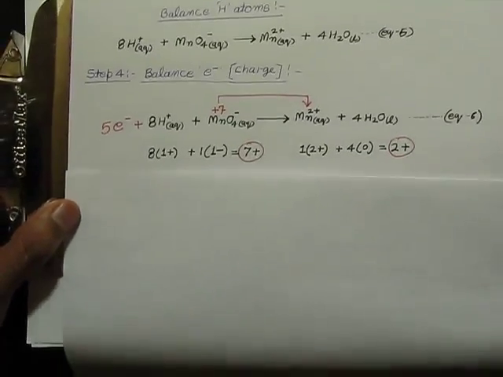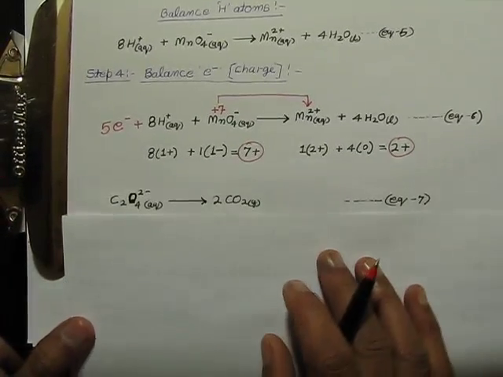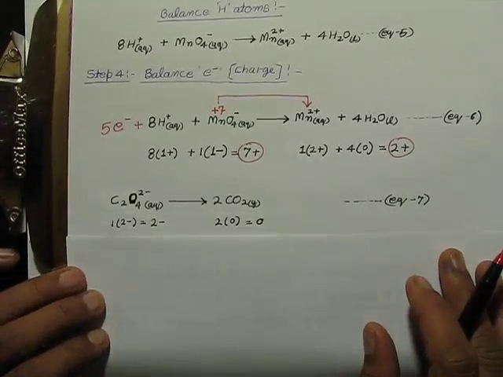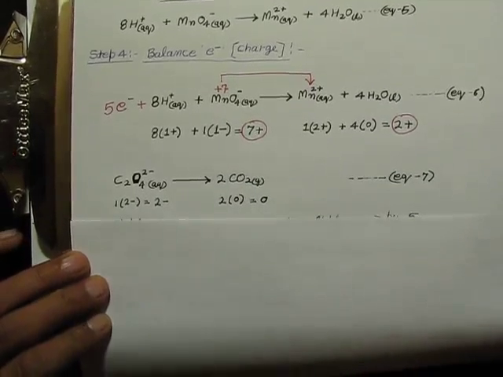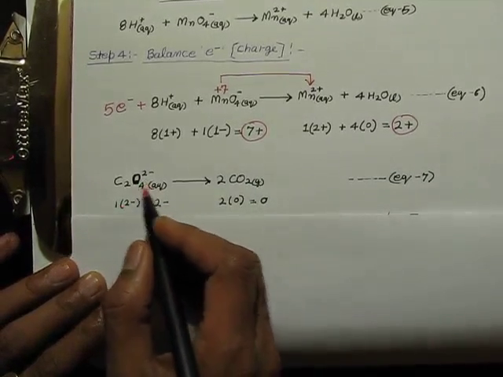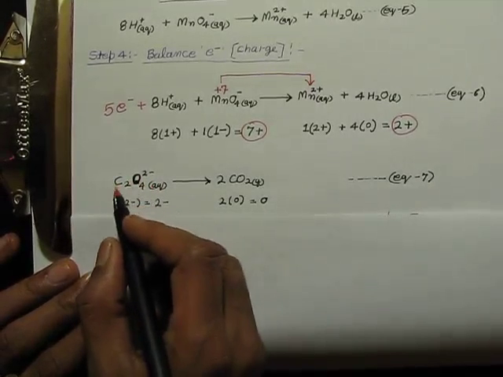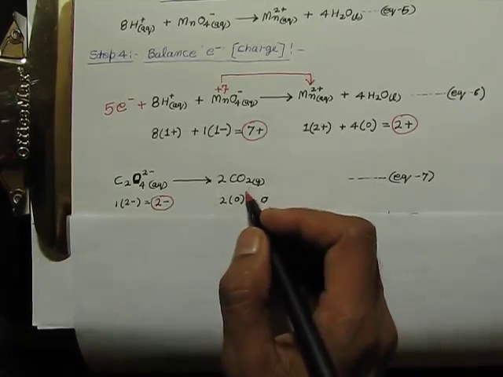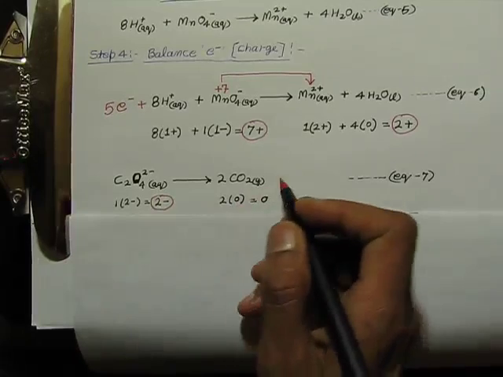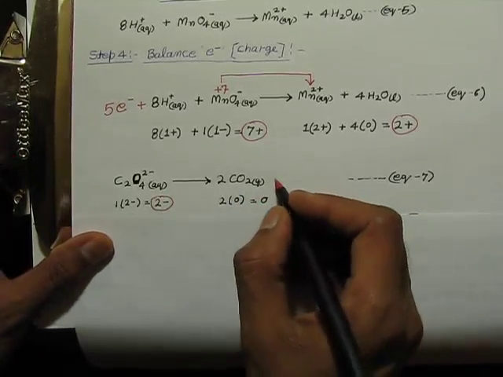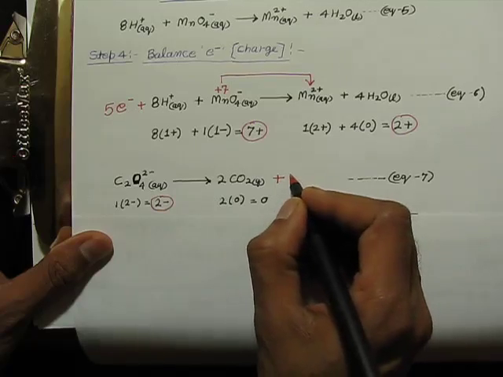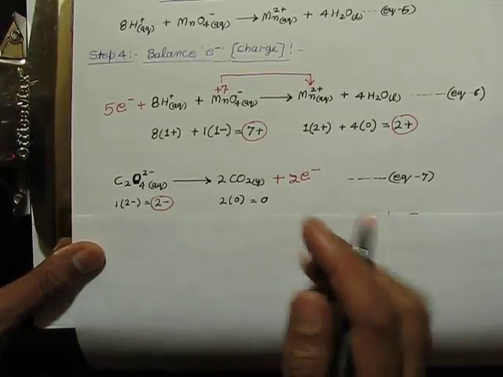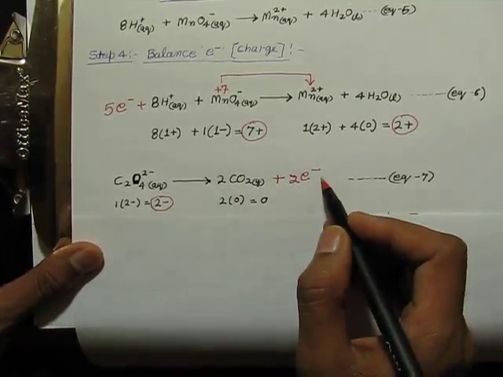And then we have to balance the charge on the first equation for the oxalate ion. So you can see, how many charges does the oxalate ion have in total? Total minus 2 charges on the oxalate ion, and carbon dioxide has 0 charge because it's a neutral molecule. So what we have to add, we have to add 2 electrons on the product side. So 2 electrons on the product side. Now the charges will be balanced on both sides, minus 2 here and minus 2 here.